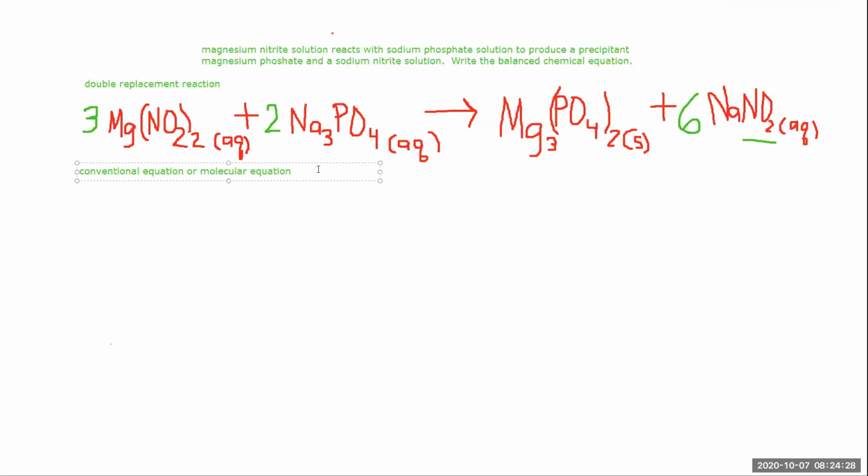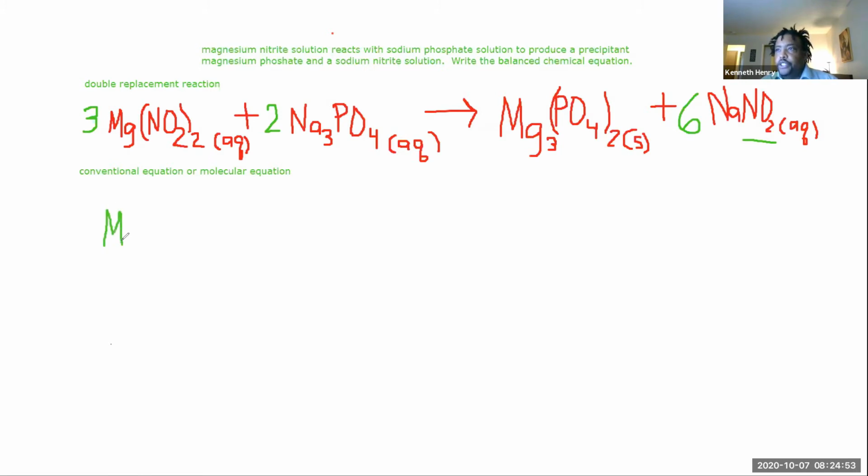But what's really happening is that each of these ionic compounds, since they're in aqueous solutions, are separating into their ionic species. You're saying, what the hell is he talking about? Species and all this crap? Let me show you. Since this is aqueous, meaning it's in water, it's going to be able to separate into magnesium, 2+, and there's three of them.